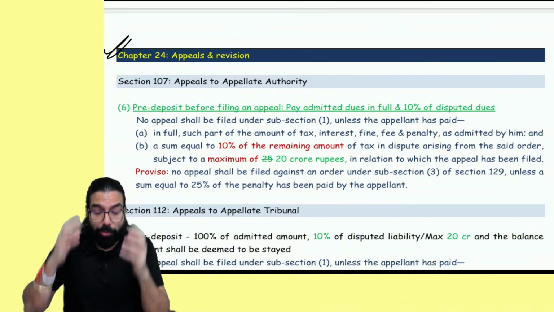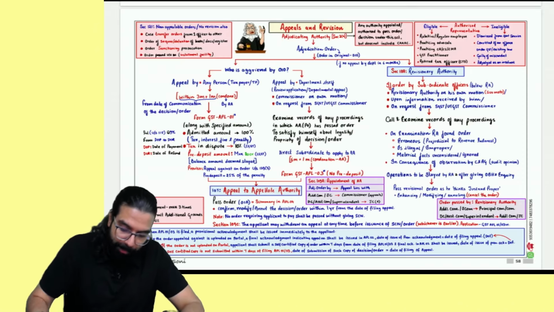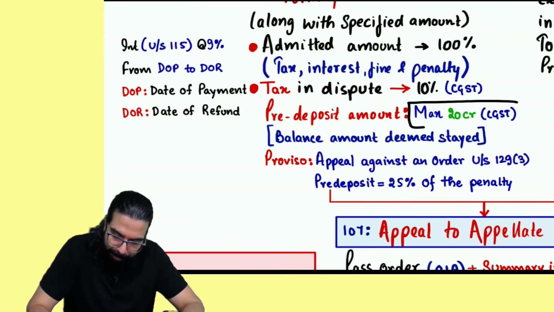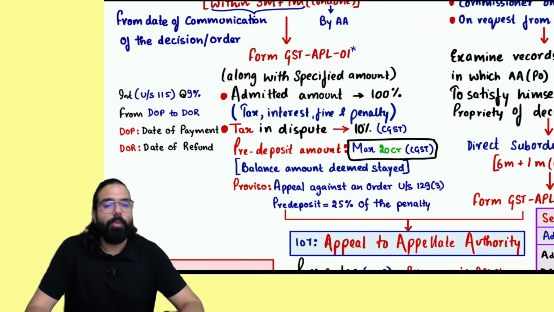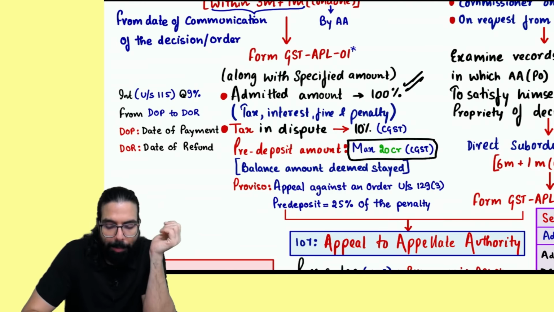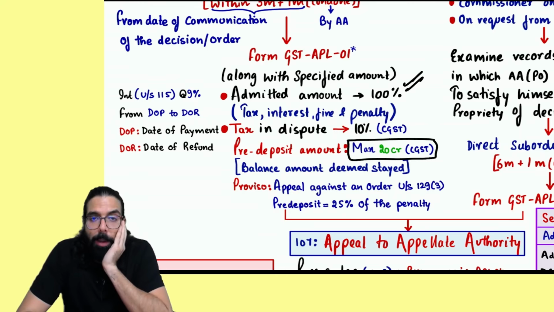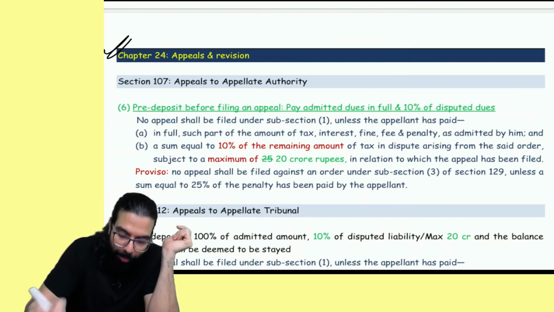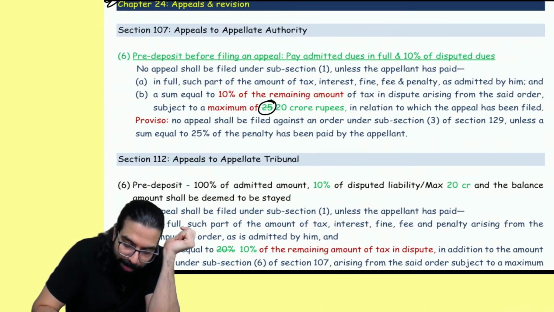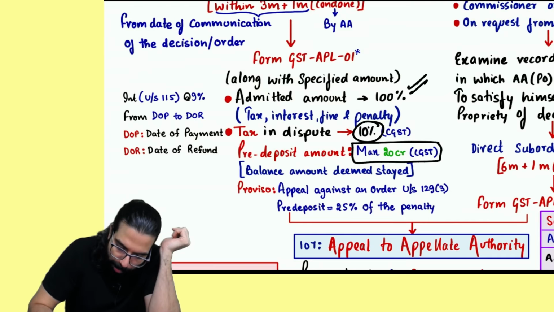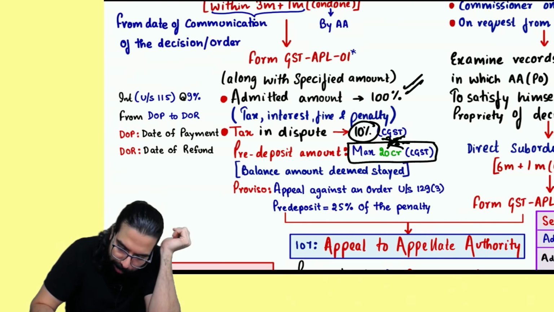Sir, pre-deposit, yes. When we used to make the pre-deposit, everyone listen here. The pre-deposit has been amended. Whenever you go for an appeal to the appellate authority, you pay whatever the admitted amount is in full. Pre-deposit was how much? 10% of the tax in dispute. The maximum amount was 25 crore. Now it has been made 20 crore. So instead of 25 crore, they have made it 20 crore only.